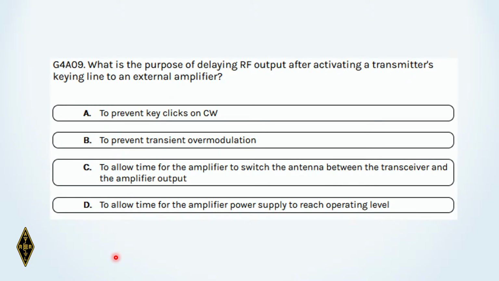So what is the purpose of delaying RF output after activating a transmitter's keying line to an external amplifier? It is Charlie. To allow the time for the amplifier to switch the antenna between receive functions and the amplifier's output.